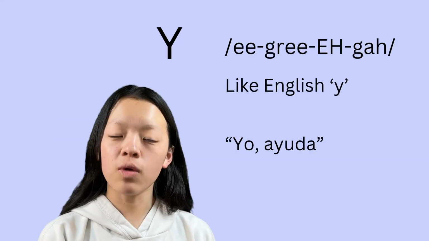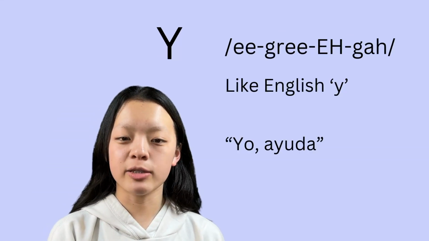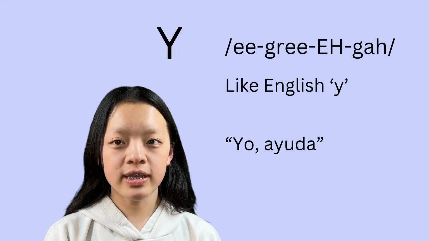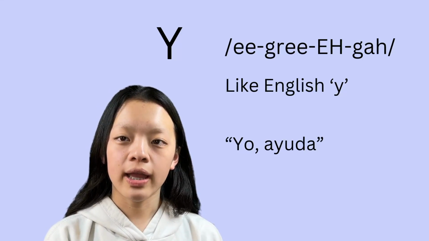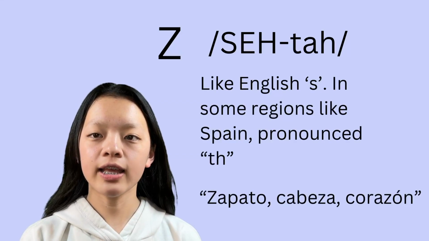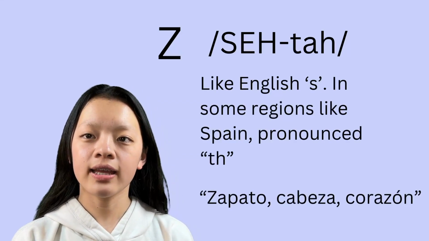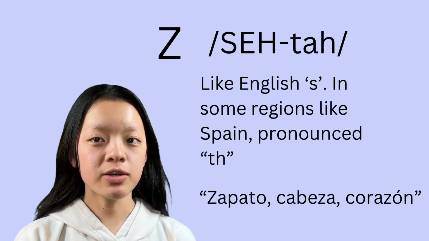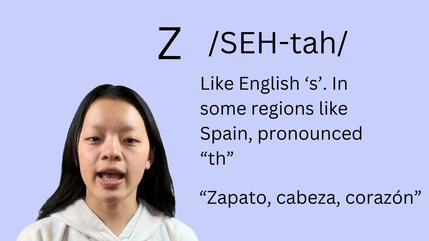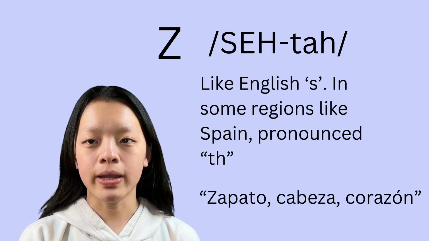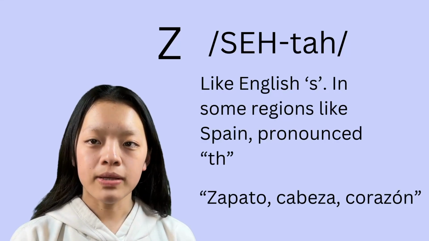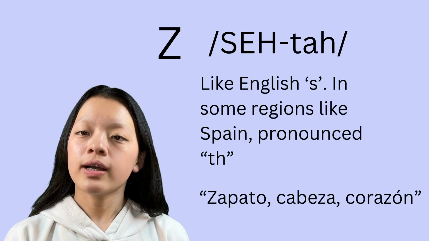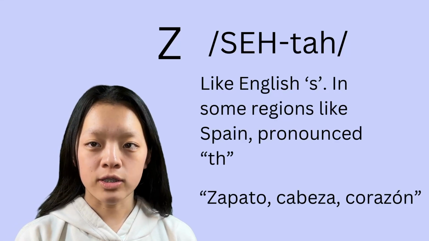The English letter Y is Y in Spanish, and when used in words, it's exactly like the English Y. Some examples are yo and ayuda. The English letter Z is zeta in Spanish, and when used in words, it's exactly like the English S, but in some regions of Spain, it's pronounced like TH. Some examples are zapato, cabeza, and corazón.